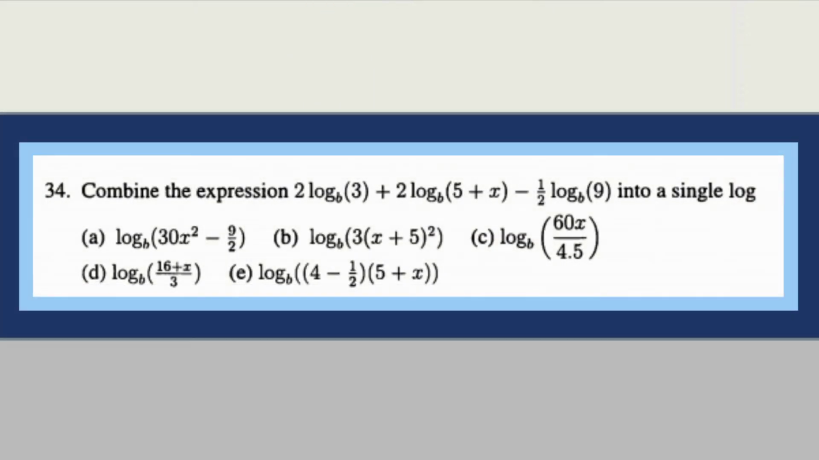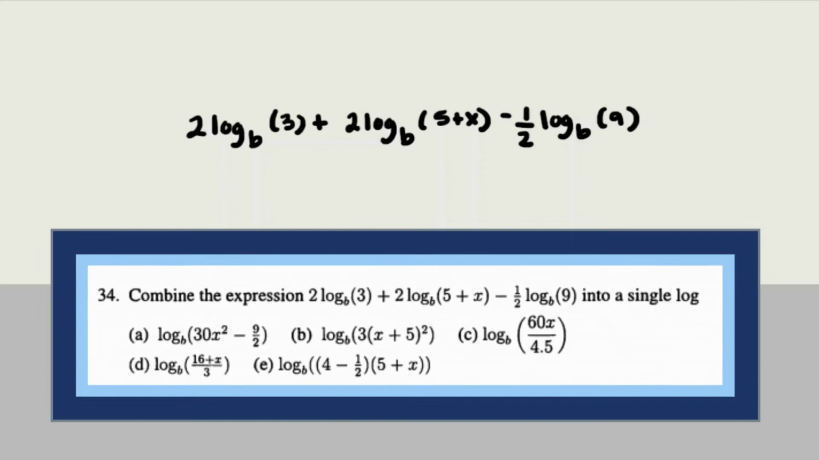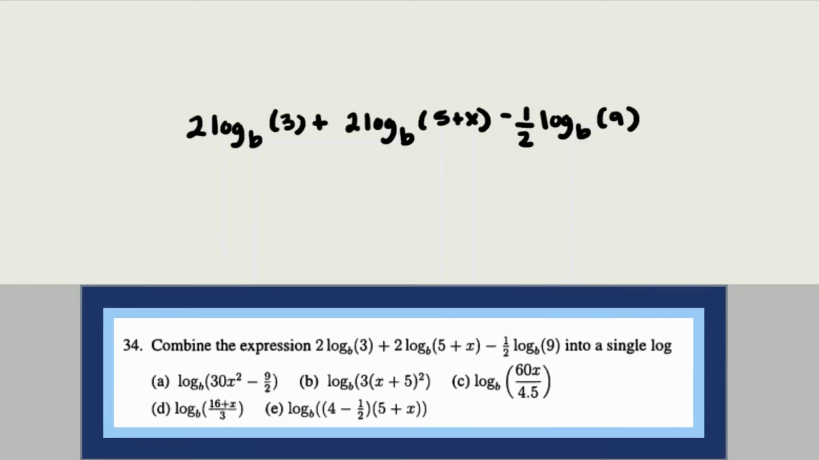Alright guys, so for question number 34, it says combine the expression 2 times log base b of 3 plus 2 times log base b of 5 plus x, minus 1/2 log base b of 9 into a single log. So I'm going to write this down real quick. Alright guys, so I wrote down this expression, and basically they want us to condense this into one logarithm expression. So when we condense, remember we're going to use logarithm rules.